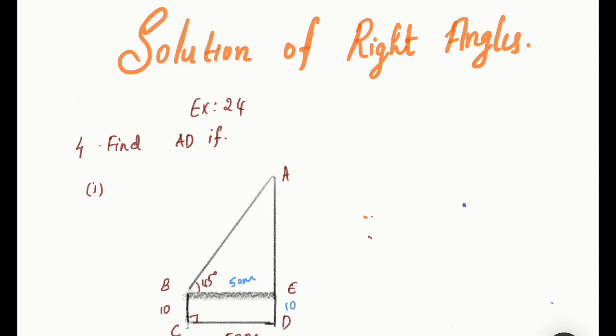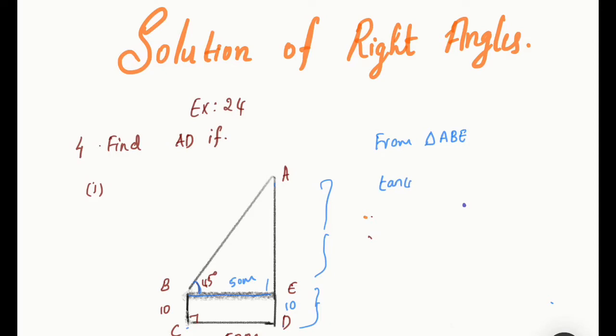Now you already have 4 sides. You need to find out only AE. If you find AE, AE plus ED will give you the value of AD. So I can use triangle ABE. From triangle ABE, I have angle 45, and this BE is known. I need to find AE. Which trigonometric ratio do I need to use? That is tan.